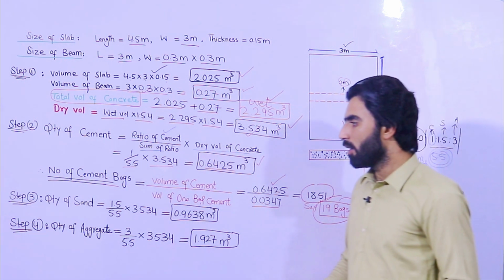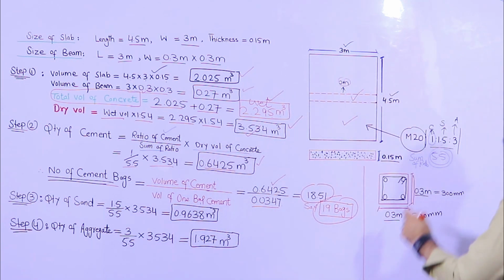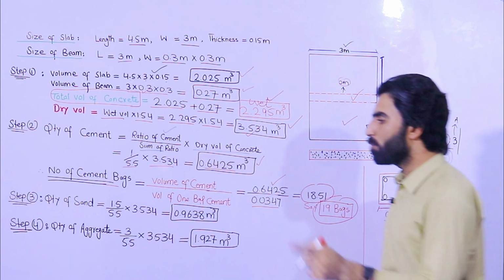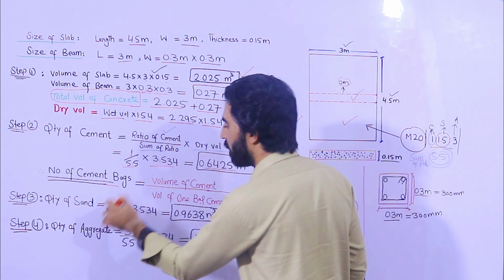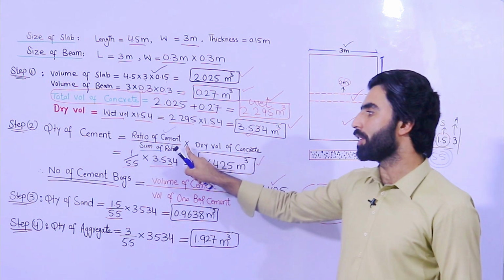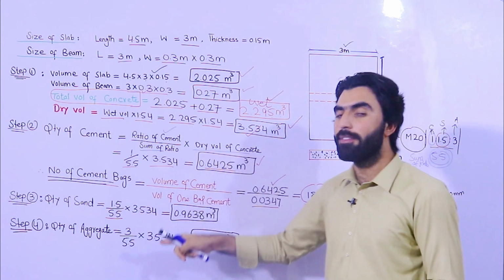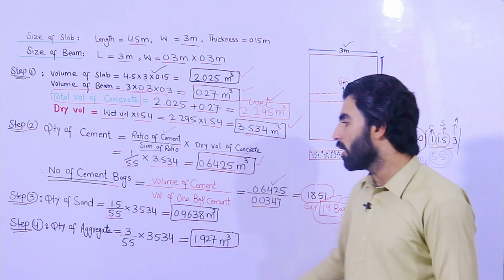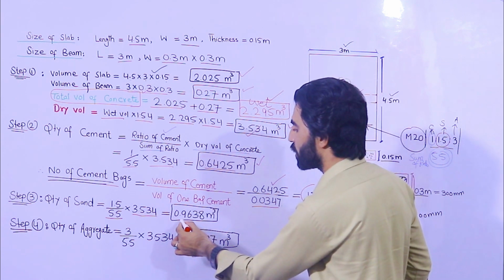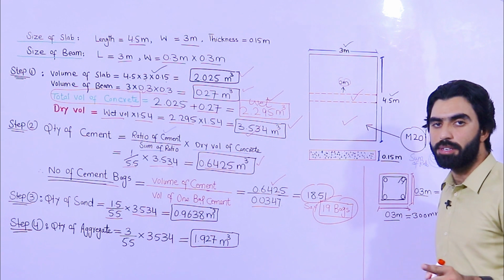Next, the quantity of sand. As you can see, 1.5 parts are sand. So 1.5 parts divided by the sum of ratio, which is 5.5. The formula is the same as we did here, but there it was 1 part cement and here it is 1.5 parts sand, multiplied by the total dry volume of concrete. So we require 0.9638 meter cube volume of sand.